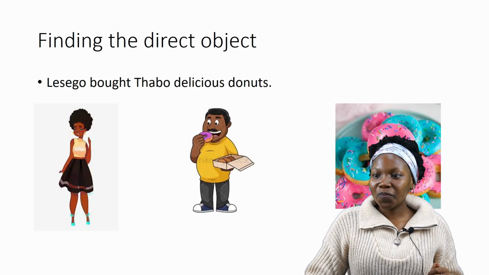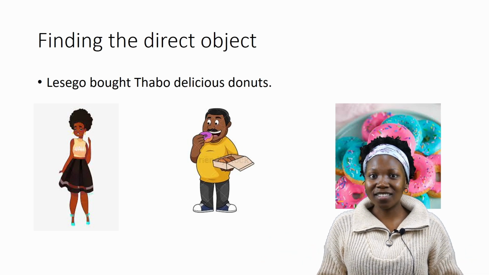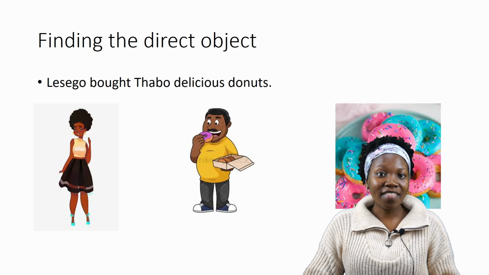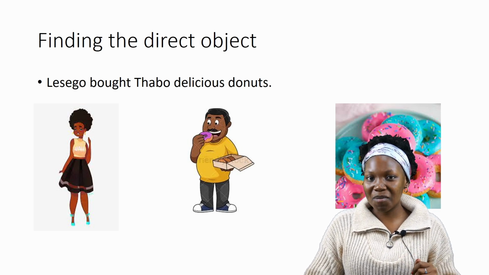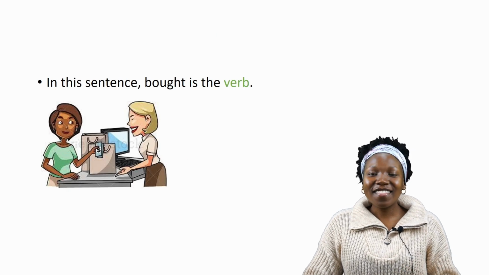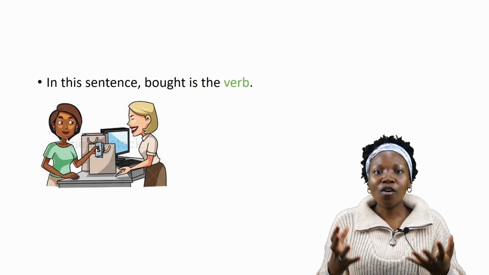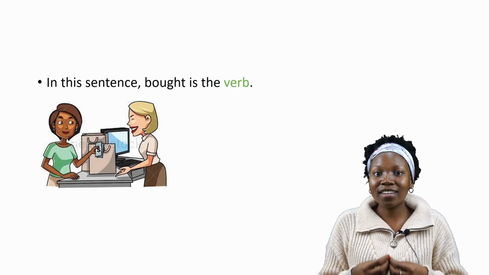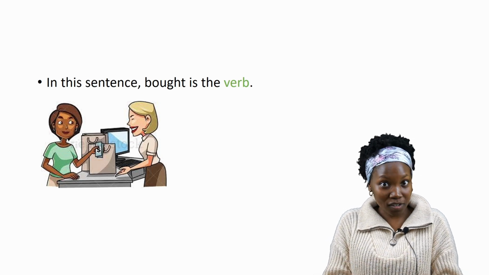Example number 2. Lisego bought Thabo delicious donuts. Now let's find the direct and the indirect object. Do you know what to do first? Let's see what we must do first. In the sentence, bought is the verb. Right? So, when we are finding these objects, we must look at the verb first. And the verb here is bought.